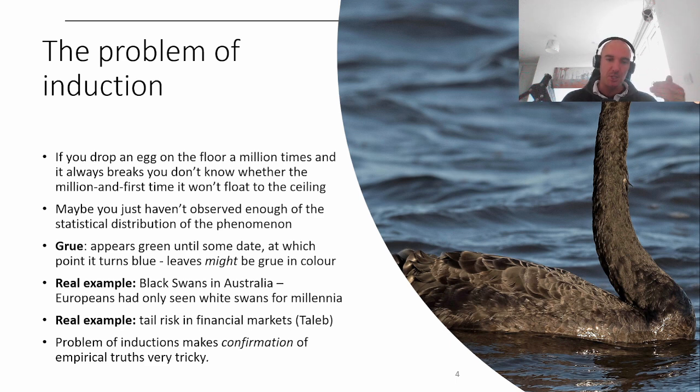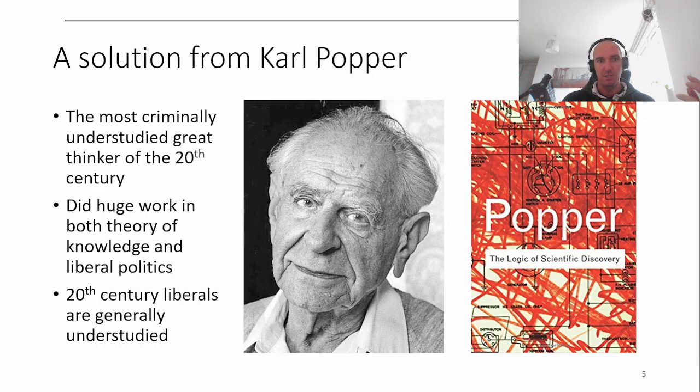And so the problem of induction applies very substantially to the study of tail risks in financial markets and tail risks in general, with things like bushfires and other natural disasters. And Taleb's work really applies this problem of induction as a key analytical tool to understand these problems. Now, the problem of induction makes confirmation of any empirical truths very tricky. Basically, anything that we want to claim on the basis of a lot of observations, on the basis of statistical analysis, and therefore of probability, is prone to this problem of induction, and we might be wrong. We might just not know yet that we're wrong because we haven't observed enough of the distribution.